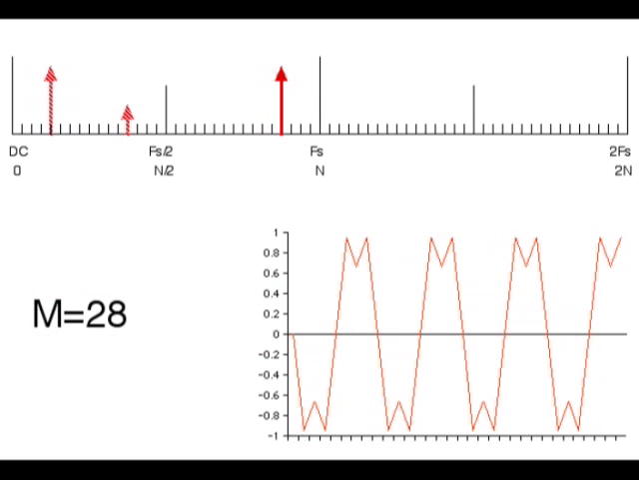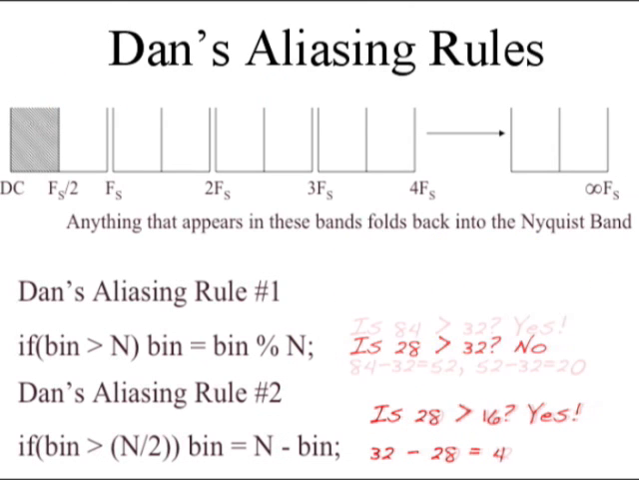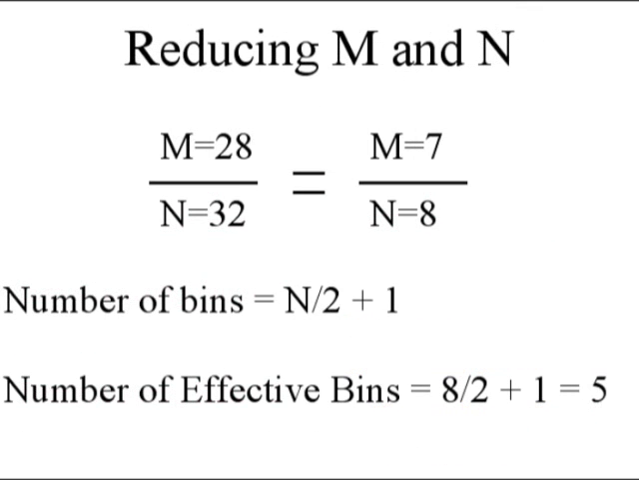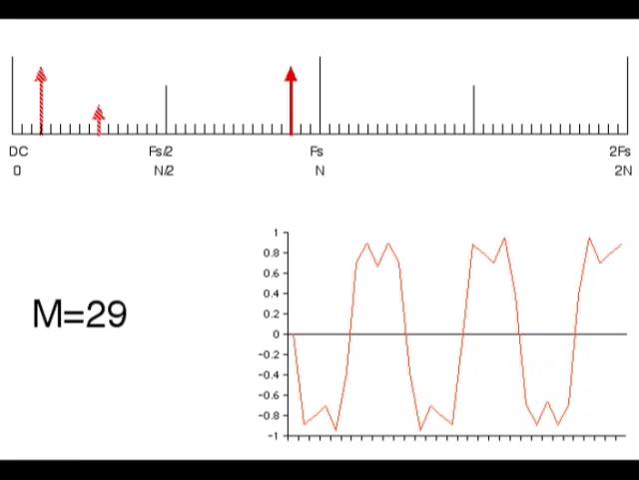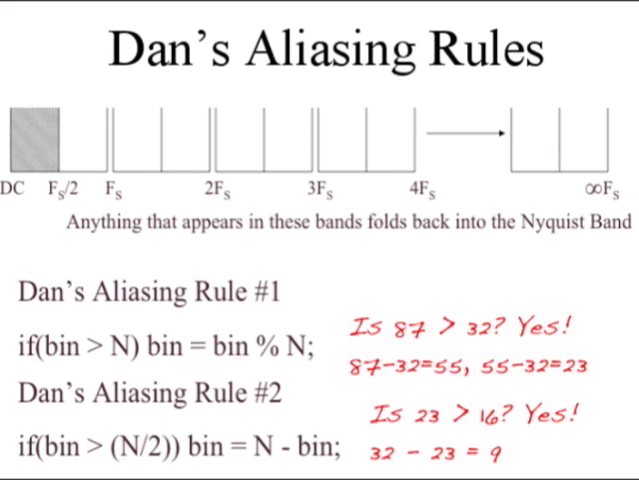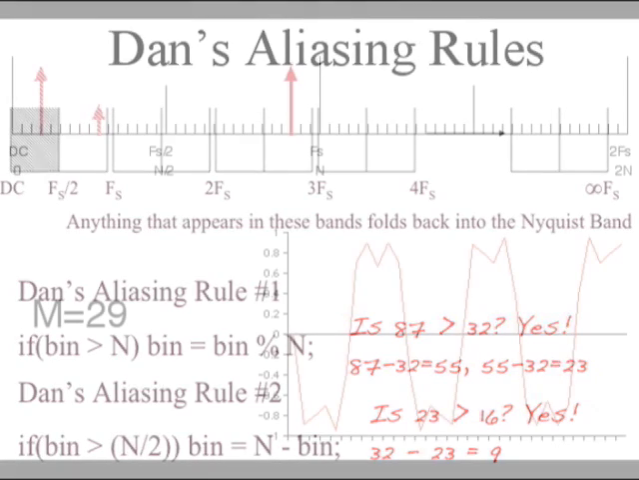Here's another suspect, M at 28. Our fundamental is going to alias down into bin 4. The third harmonic is going to alias down into bin 12, and 28 over 32 reduces down to 7 over 8, which means we're going to end up with only 5 unique bins. We push M up to 29, the fundamental ends up aliasing back into bin 3, and the third harmonic, which is not even visible on our chart anymore, aliases back to bin 9.